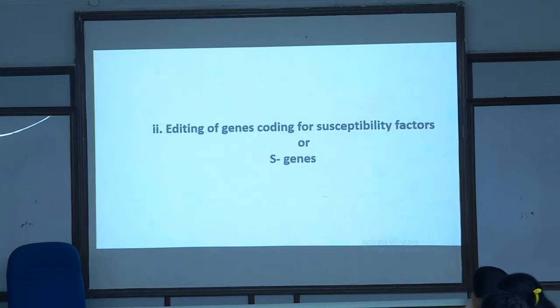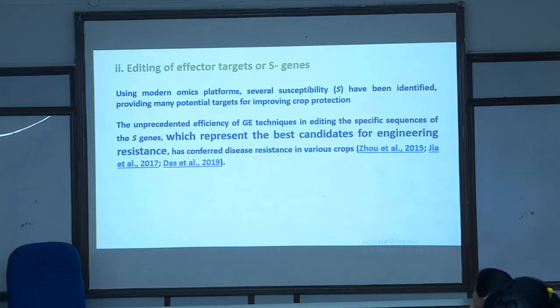Perhaps a lot of work is done now on what is called editing of the genes coding for susceptibility factors. The success we have in the form of products, the success stories, are all from this particular manipulation, right? S gene manipulation. So, editing of effector targets or S genes. Using modern omic platforms, several susceptibility genes have been identified now, providing many potential targets for improving crop protection.